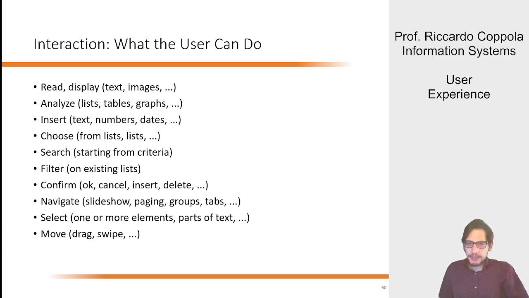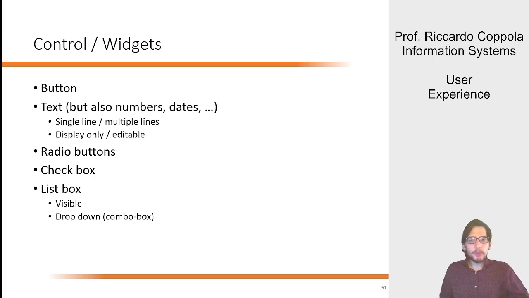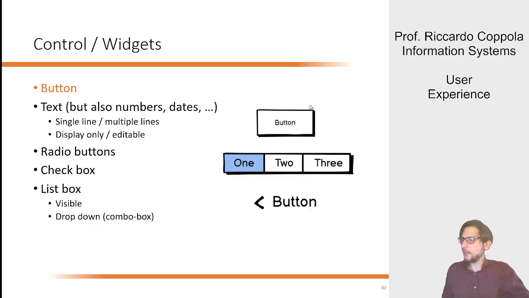The interactions depend on the type of widgets or controls, which is another way of calling them, that you may have. And we can have many different examples of widgets. In this slide, we see the main widgets that we will have in Balsamiq, which is the tool that we are using. We can have buttons and many different formats of buttons, which actually are something that you can click to do something or to move in another page.